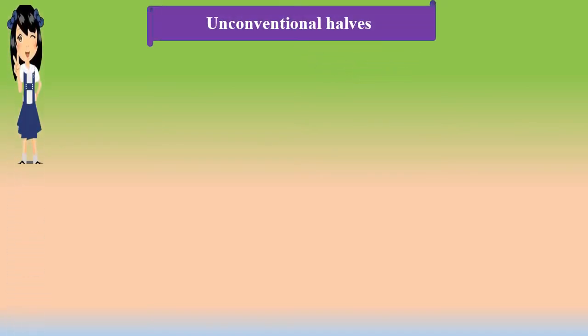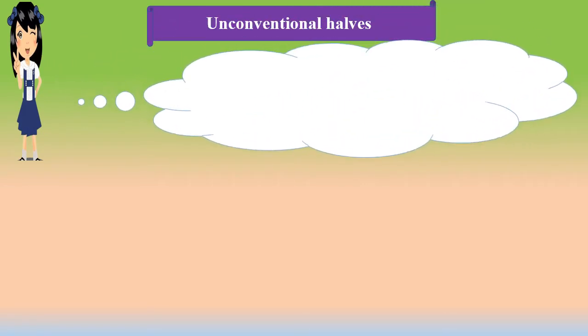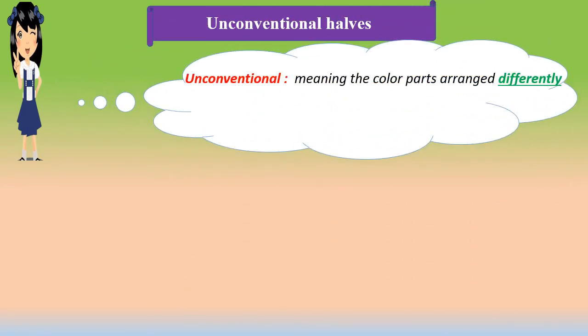Let's learn unconventional halves. What is the meaning of unconventional halves? Its meaning is the colored parts arranged differently and not organized. And it has to be half of the wall. Halves: the total of the colored parts represent half of the wall.